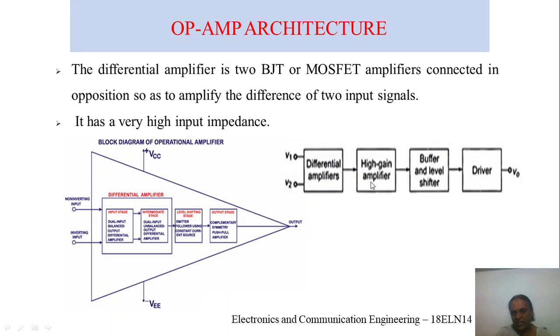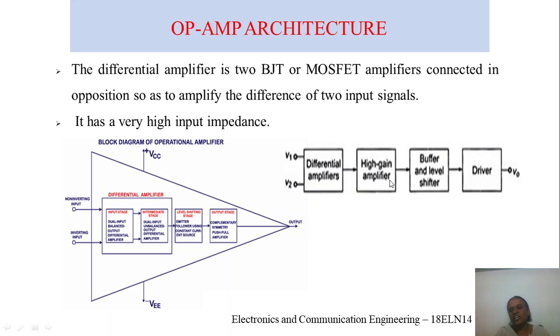What does this second block consist of? It means a high gain amplifier. Gain, in the sense, is a ratio between output and input. So, gain is equal to output by input. If I want to calculate the voltage gain, it is equal to output voltage divided by input voltage. If I want to calculate the current gain, then it is equal to the output current divided by input current. Why is this gain being calculated? To find the ratio between your output and input.